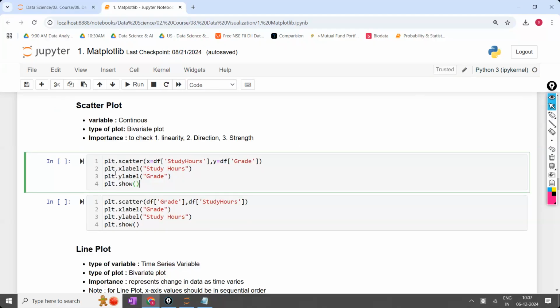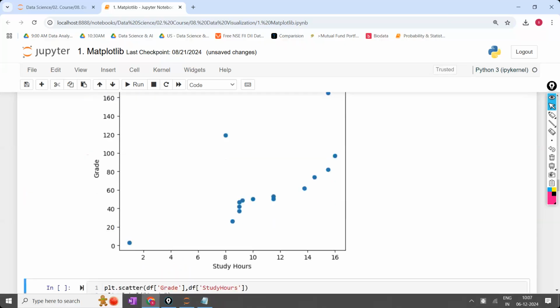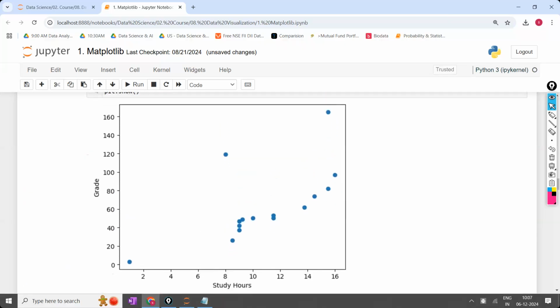Okay. And I'm going to take the X label. What is X label? Name on the x-axis. What is Y label? Name on the y-axis. And I'm going to give the scatter like this. This is the scatter plot. It is just keeping the dots. Just observe: 10, 50, one dot. 11, 50, one dot. Like that, it is going to have the dots.